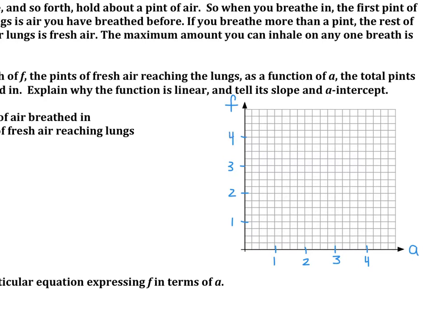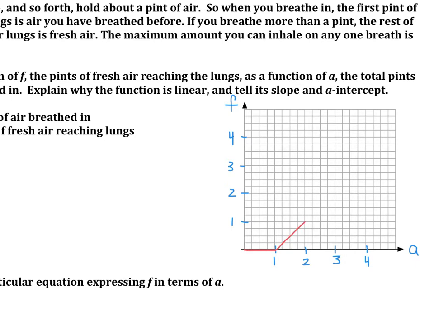If we're going to graph this, we have to think about what it's telling us. It says the first pint that reaches your lungs is air that you have already breathed before. So when you're breathing in, that first pint that reaches your lungs is not fresh air. It's air that you've already breathed before. Then after that, we're going up.